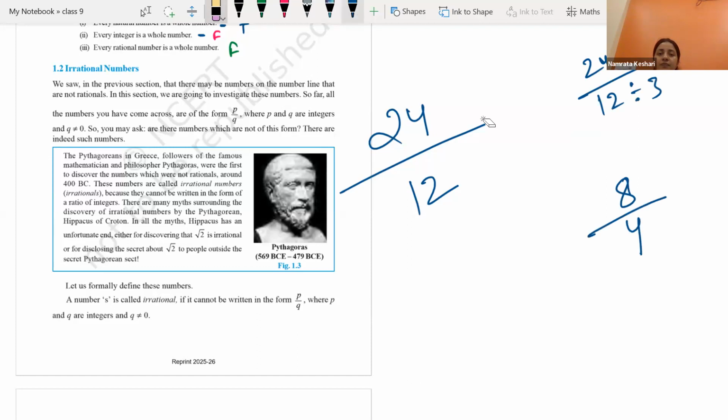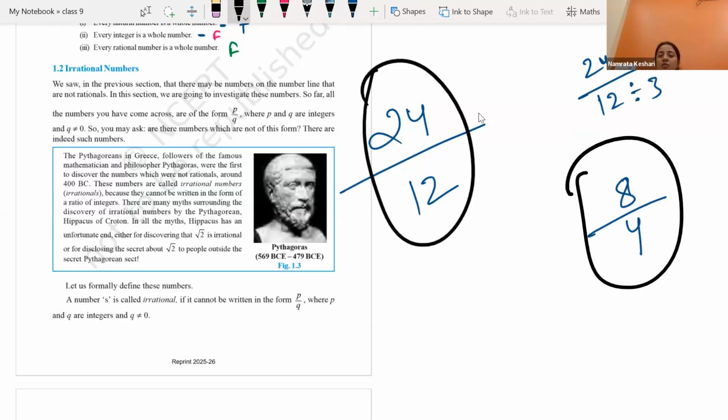Yes, ma'am. Again I am repeating, this one and this one is the same thing. You can cancel both of them and you can check. Okay, you can cancel both of them. 12 1 times 12, 12 2 times 24, 4 1 times 4, 4 2 times 8. You can see both are exactly same.